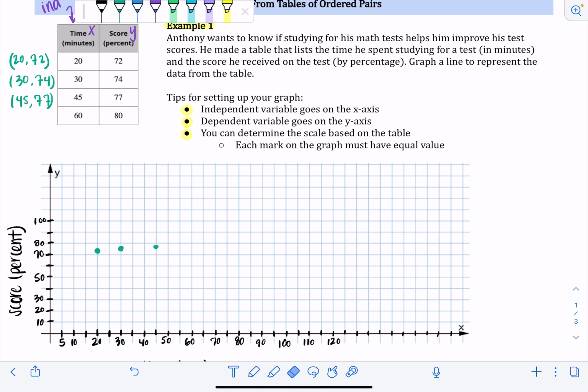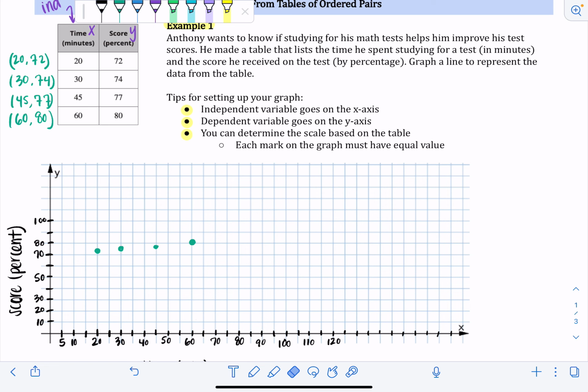And then the last one was 60, 80. That's nice. That'll be a nice clean point. So 60 on the x-axis and then 80 on the y-axis would land us right here.